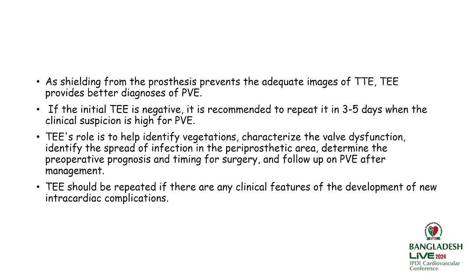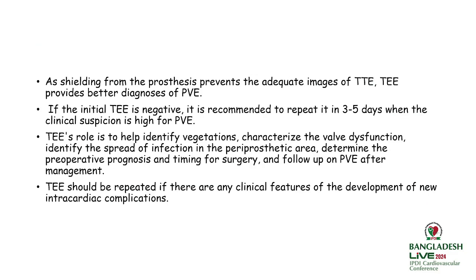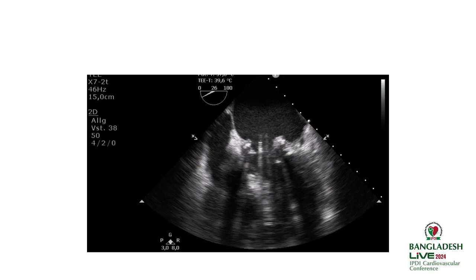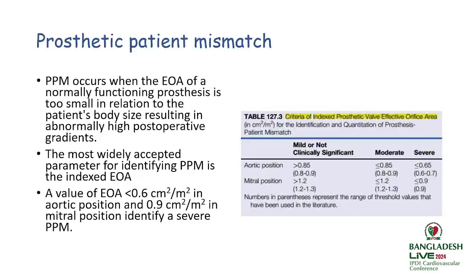Prosthetic valve endocarditis is the most notorious of all types of endocarditis, and it is about 20% of all infective endocarditis, and we classify it as early and late. Here, transesophageal echo is more sensitive and is very much needed for the diagnosis of prosthetic valve endocarditis. Here is a patient with prosthetic valve endocarditis in a bileaflet mitral prosthesis.